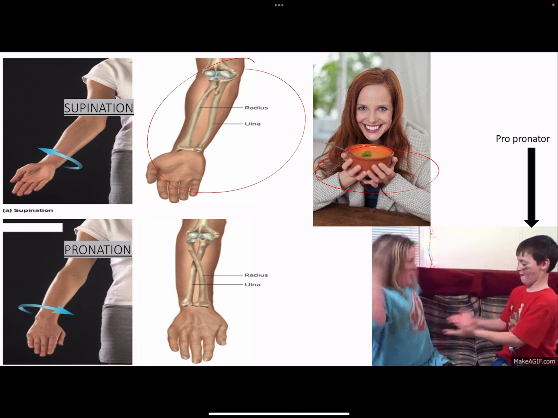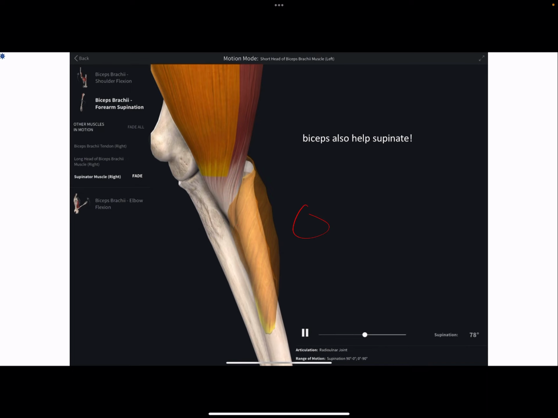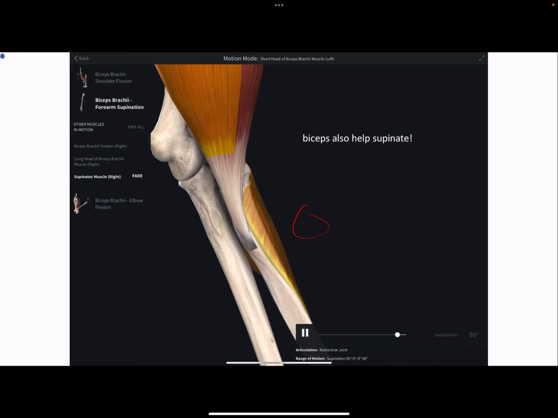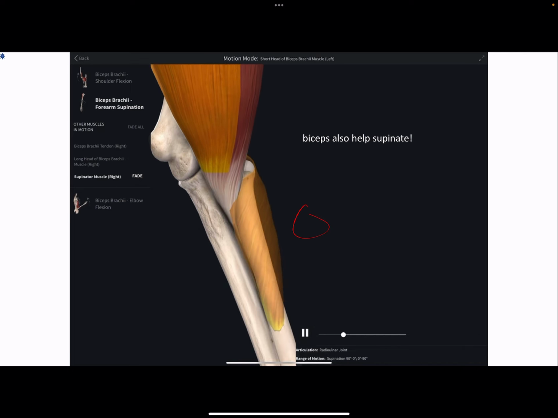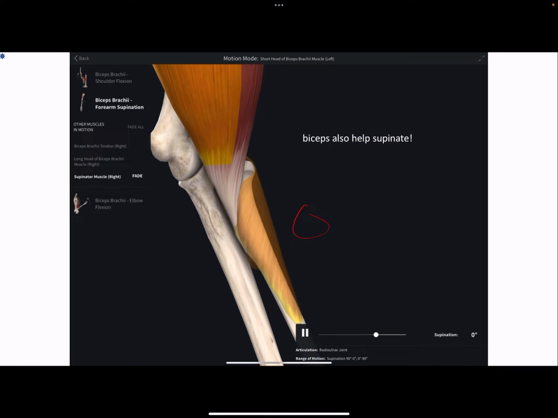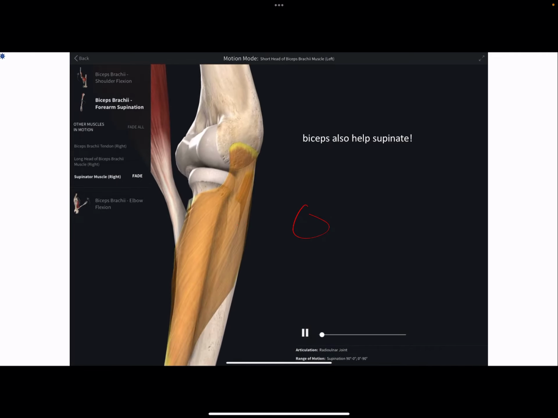And so it's kind of tricky. It's sneaking under into the radius, and it's kind of pulling it over. It's really hard to see. And it's just rotating it. Now, it's also being helped by the supinator muscle, shown right there.